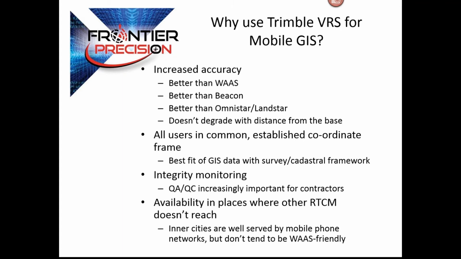So why would I use Trimble VRS as a mobile GIS user? I've been in the utility field. When I worked in government, I was in utility facilities, and so I was always a big proponent of high accuracy GIS. And so what VRS offers a mobile GIS user is increased accuracy. It's better than WAAS. It's better than Coast Guard Beacon. It's better than OmniSTAR. It's even, in some ways, well, it is better than the RTX feed from what was formerly OmniSTAR, which is Trimble Positioning Services. It doesn't degrade with distance from the base.